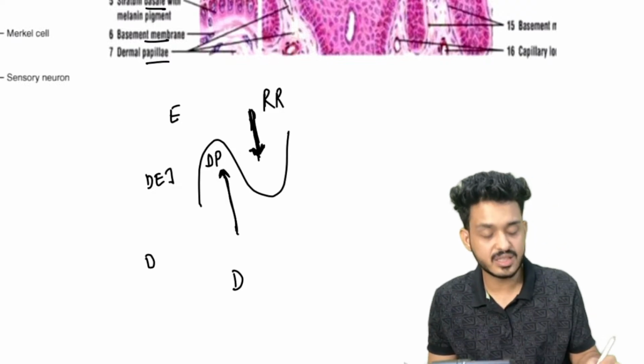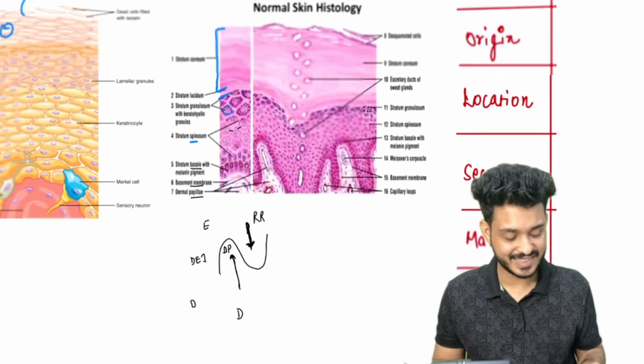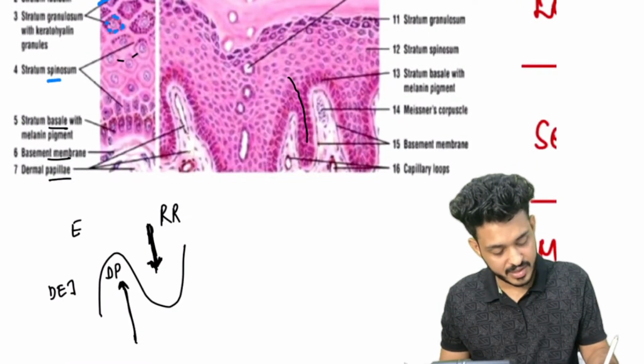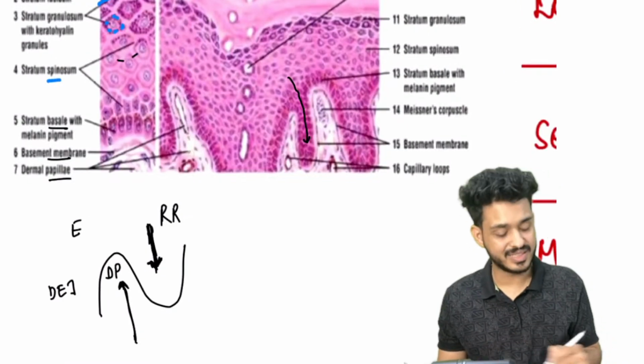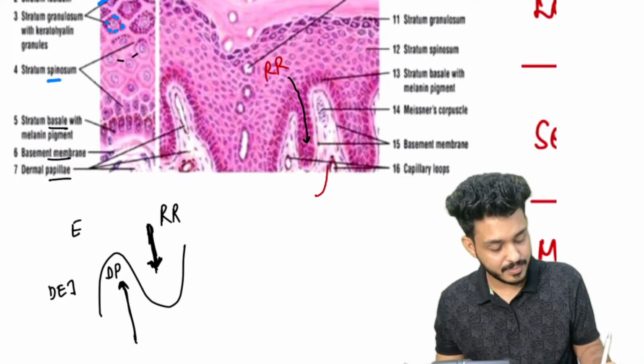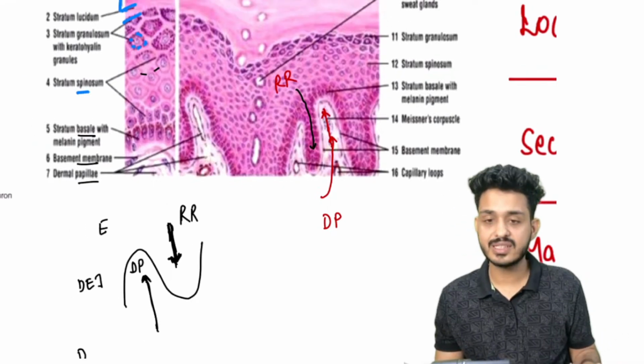What is rete ridges? The part of epidermis which is trying to go into dermis, that is your rete ridges. Look here, guys. Let me show you. This is the part of epidermis which is trying to invade into dermis. This is known as rete ridges. Here is the part of dermis which is trying to go into epidermis. This is known as dermal papilla. Understood, guys? Clear with this?